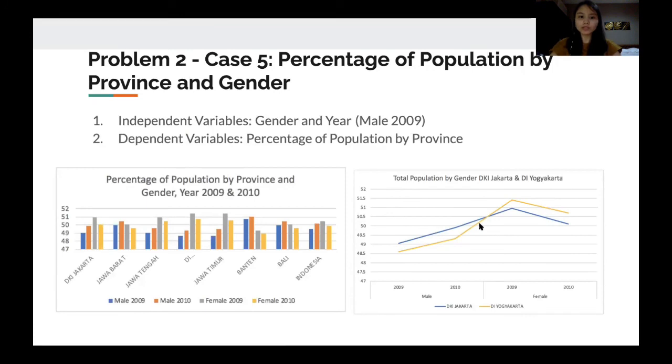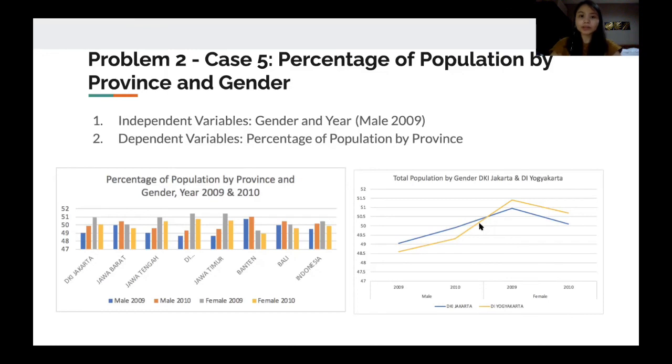I will move on to the fifth case of problem 2, which explains about Indonesian population percentages by province and gender. The independent variables of this data are gender and year. Meanwhile, the dependent variable is the percentage of population by province. From the graph, it shows that the female population is higher in all regions except for Banten and Bali. Also, a common pattern for all regions from 2009 to 2010 is the increasing trend for the male population and a decreasing trend for the female population.